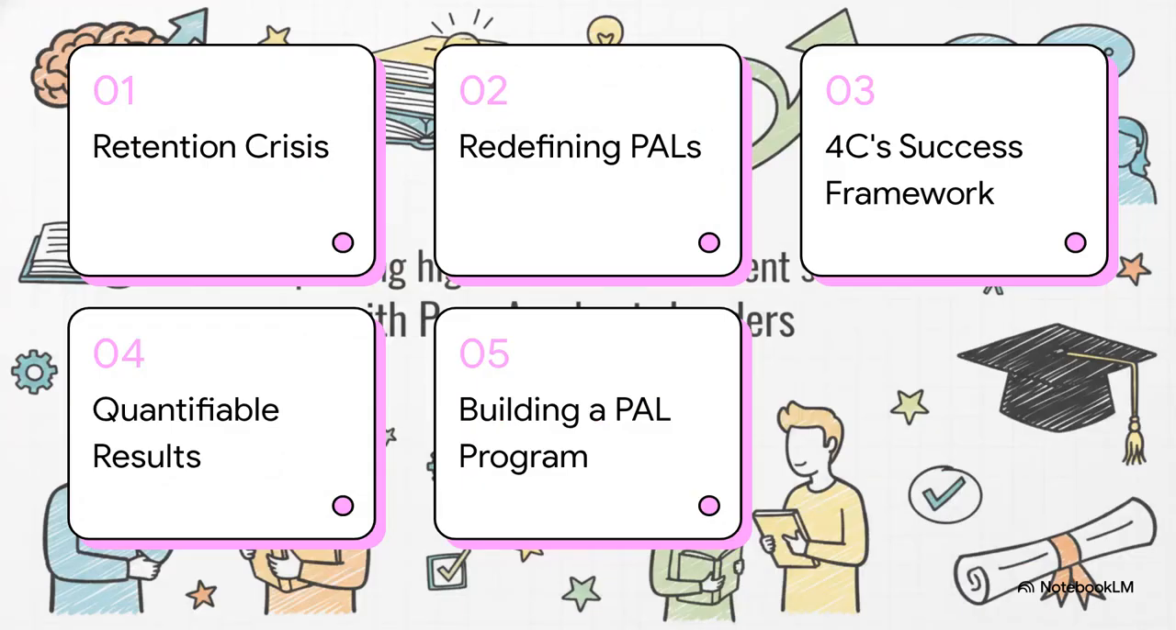Okay, so here's our mental map for today. We'll hit 5 key areas. First, the higher ed retention crisis. Second, redefining peer academic leaders. Third, the 4 C's success framework. Fourth, quantifiable results and global impact. And finally, number 5, building a winning PAL program.